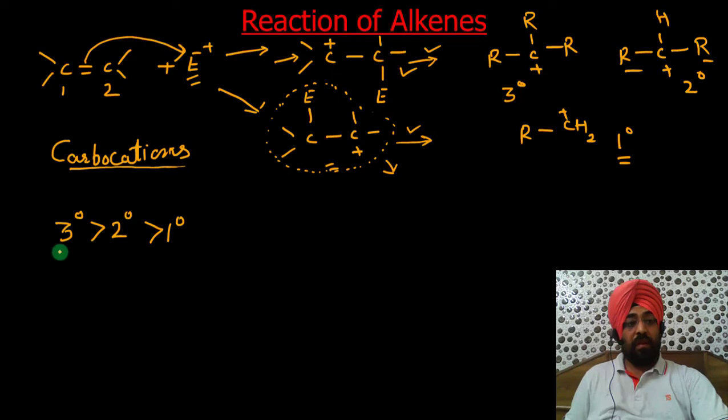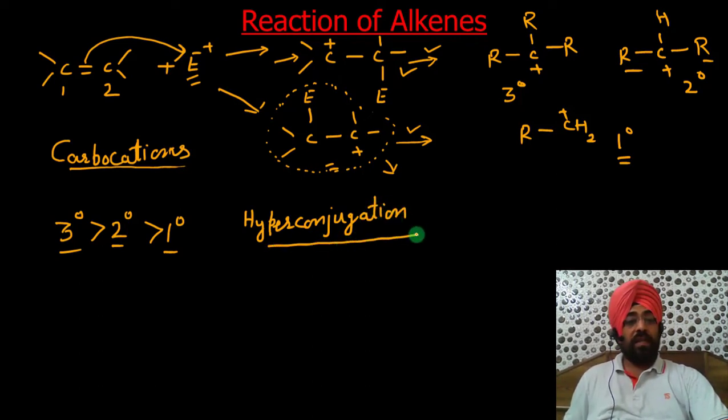Now the stability of carbocations is a different topic that we will discuss some other day, but many of you are already aware that it can be explained with the help of hyperconjugation. For now, you can remember that tertiary carbocations are more stable than secondary carbocations, which are more stable than primary carbocations. With the help of this we will determine whether this product will be formed or this product will be formed. So this stability of carbocations leads to Markovnikov's rule.